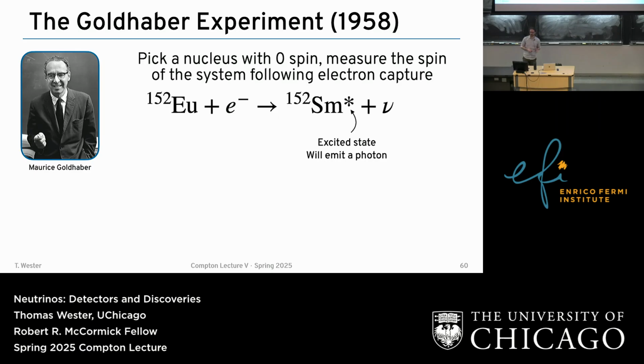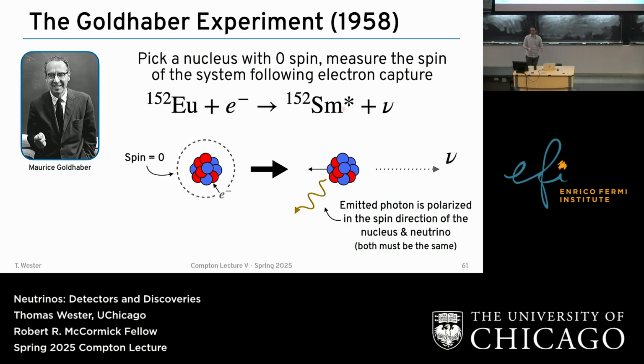The second clue came from the Goldhaber experiment in 1958. Instead of starting with a nucleus that had spin, they started with a nucleus that had zero spin, and then tried to infer what the spin of the neutrino was after this reaction. The nucleus chosen was europium-152, I think, a kind of esoteric nucleus, which decayed into samarium-152, in particular into a particular excited state of samarium. This is important because when the samarium is in an excited state, it emits not just the neutrino but also a photon, and you can measure the photon very precisely.